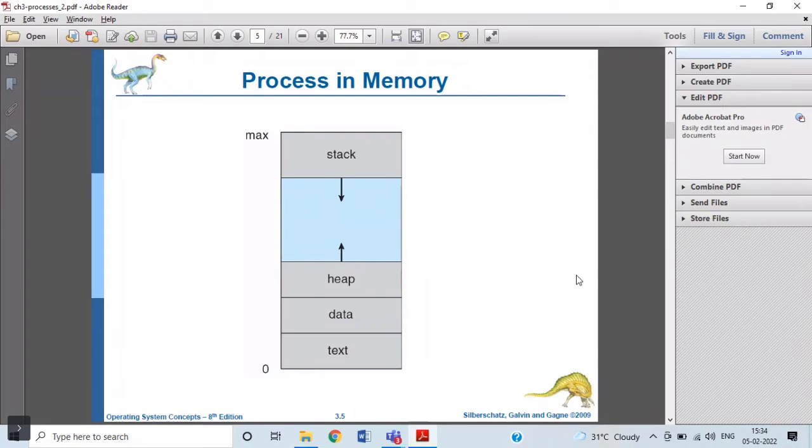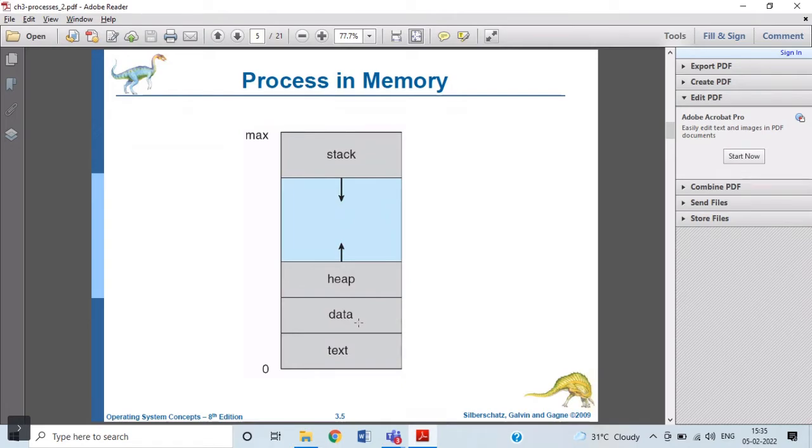So heap space will be utilized by the process for the execution. This will differ for each and every process. And stack, what is it? The intermediate data. For example, if I want to multiply 3 numbers or 4 numbers, first I will multiply 2 numbers and then 3 and then 4. That intermediate data will be stored in the stack.